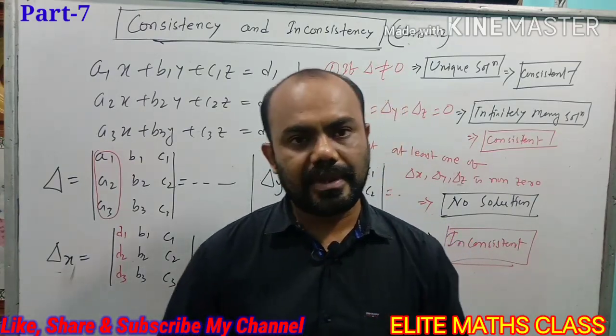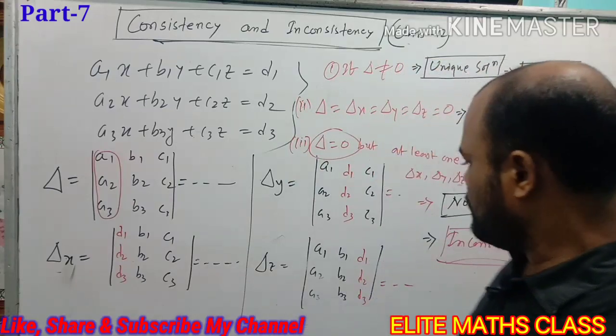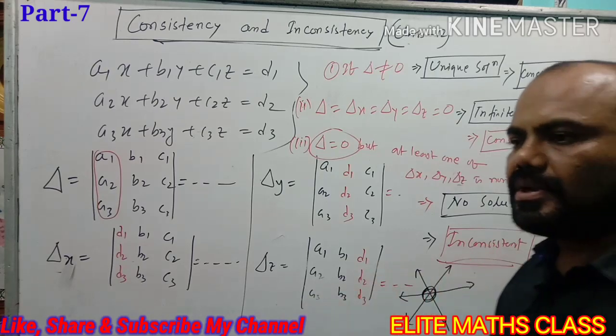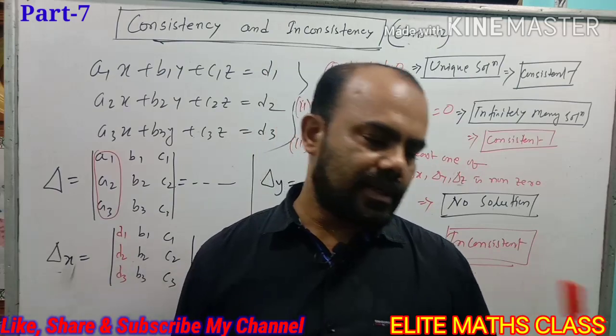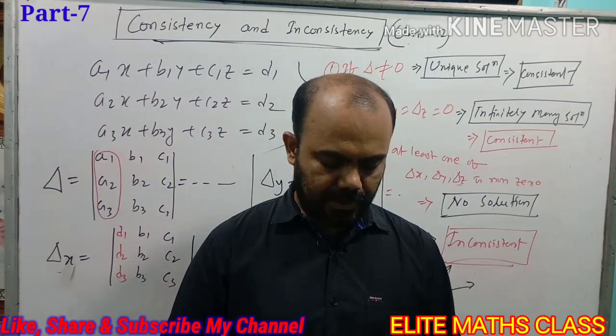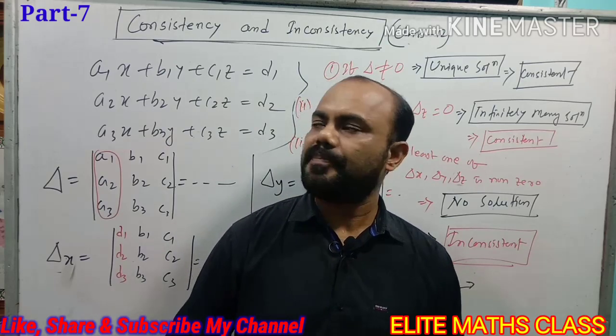What will be the case of three lines? If you see the geometrical configuration, this is the case of three equations having a unique solution. They intersect at a common point, that is, these three lines are concurrent. In this case the system will have a unique solution. Hope the consistency and inconsistency is clear.